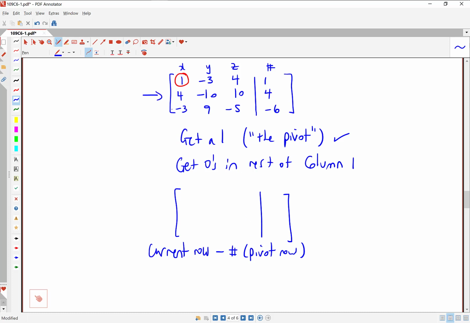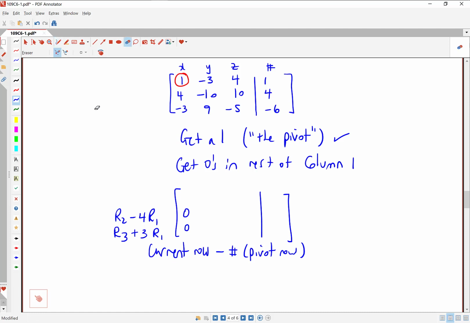So let's look at the 4 that we're trying to get rid of. That's in row 2, and we're going to go minus 4 times our pivot row. We're also at the same time going to get rid of that negative 3. So that's in row 3. Remember, you're doing a sign change of the number that you're trying to get rid of. So that's going to become a plus 3 times the pivot row. And those will just be the perfect operations to create zeros in these two positions.